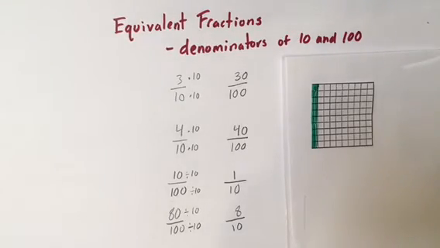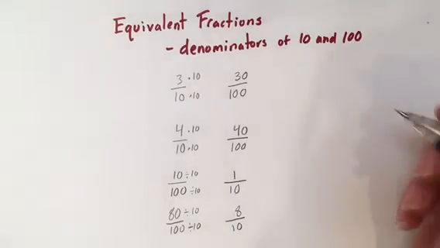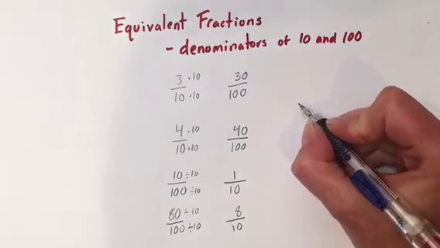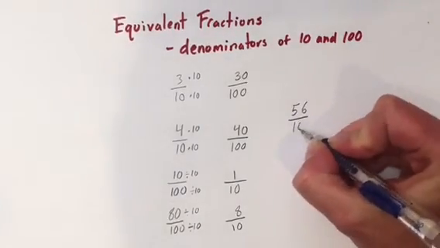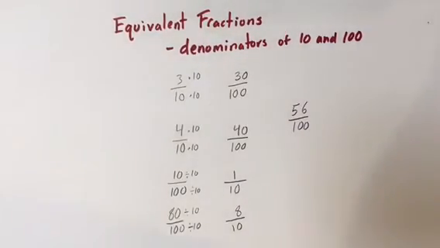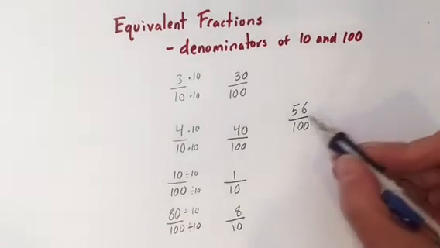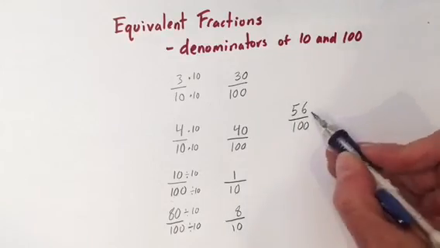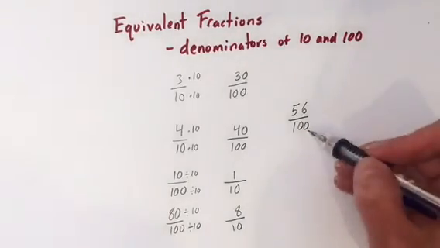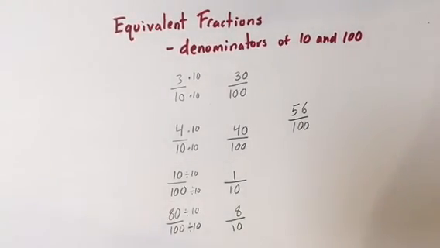Now you do have to be a little careful because if I have a fraction like 56/100ths, I can't make that into tenths. That is as simplified as it can be because that is going to be the same thing as 5/10 and 6/100. I cannot divide 56 by 10. So we're only doing this with kind of simple numbers over here. So that's what we're dealing with today.